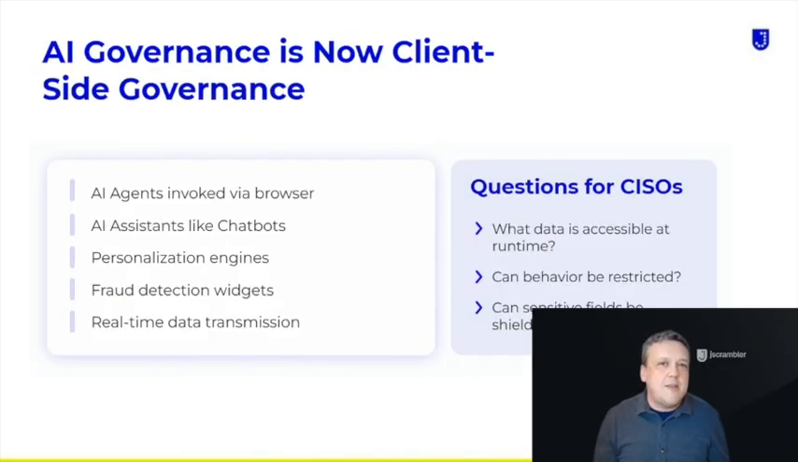So here's where supply chain security gets even more urgent. AI is no longer just running in the cloud or deployed on servers behind your firewall. It's increasingly running client-side. Think about it. Chatbots are embedded into web applications. There are personalization engines that segment users in real time. There are fraud detection widgets that talk to your backend, analytics engines processing user behavior.